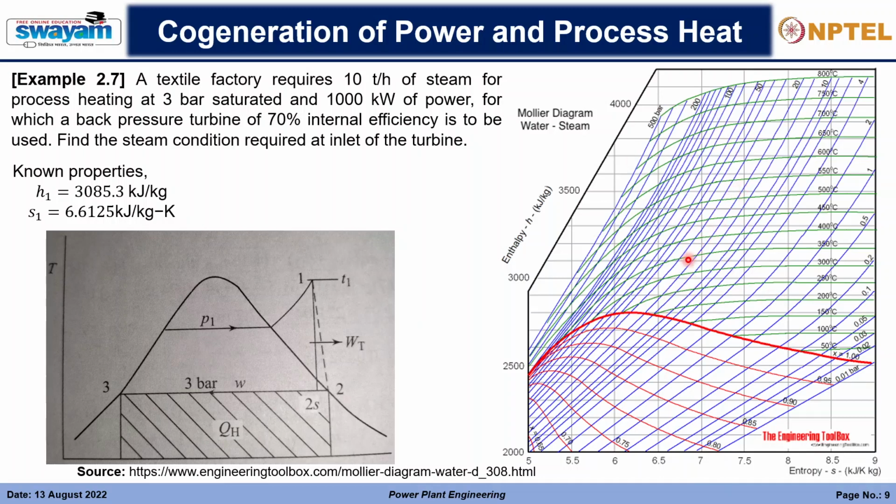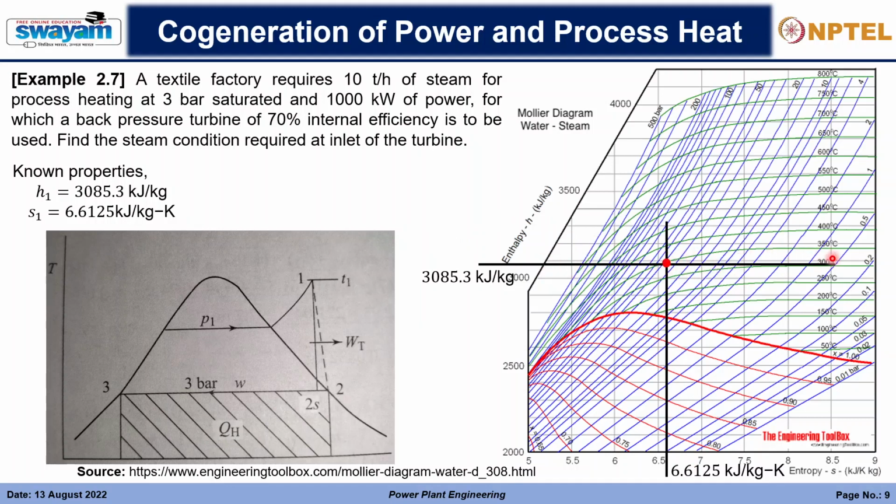So our purpose is very simple. We know the properties enthalpy and entropy. We know enthalpy on the y-axis and entropy on the x-axis. So we simply draw a line here, straight lines, and we find the point of intersection.